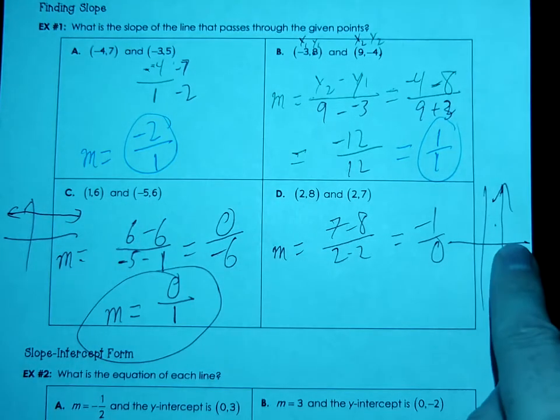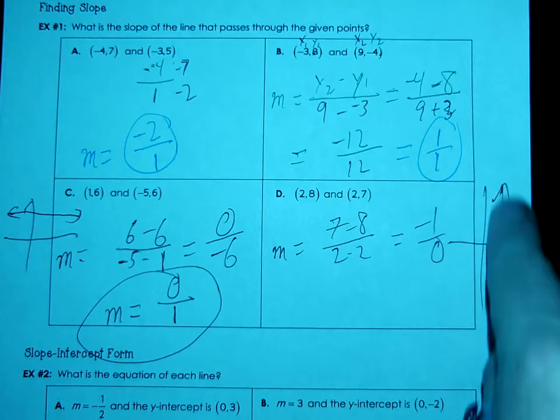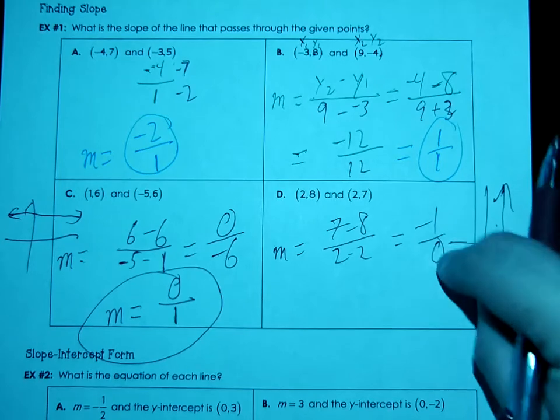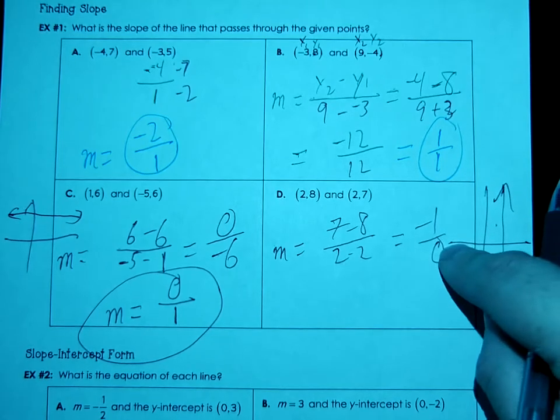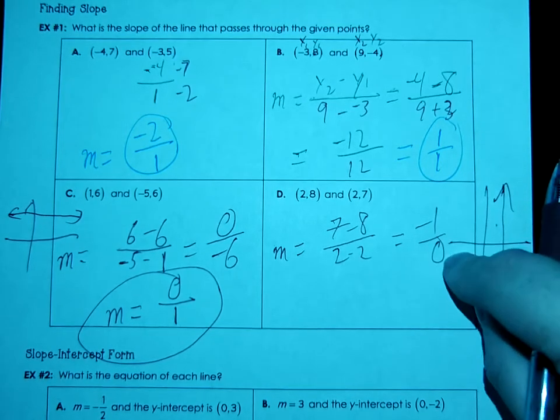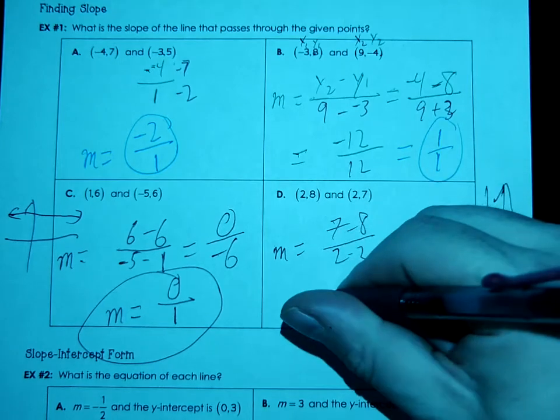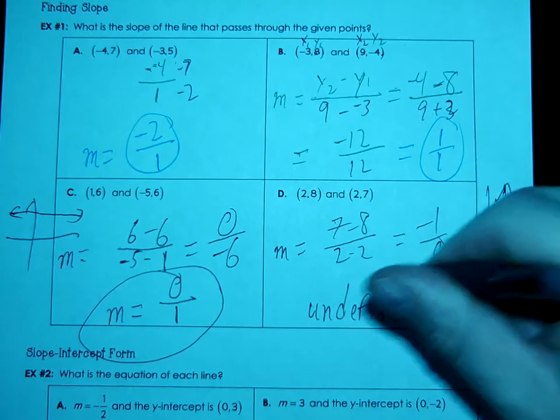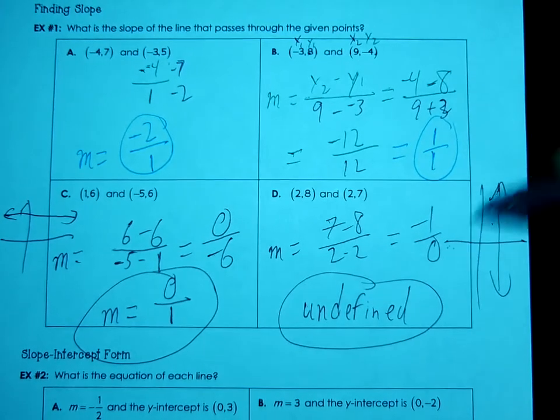This one is just over 2 on the x-axis and just goes up forever and down forever. I don't want the slope written here like this, because 1 over 0 is always wrong to write. Dividing by 0 is always wrong to write. So I want this one to be written as undefined, because division by 0 doesn't work.